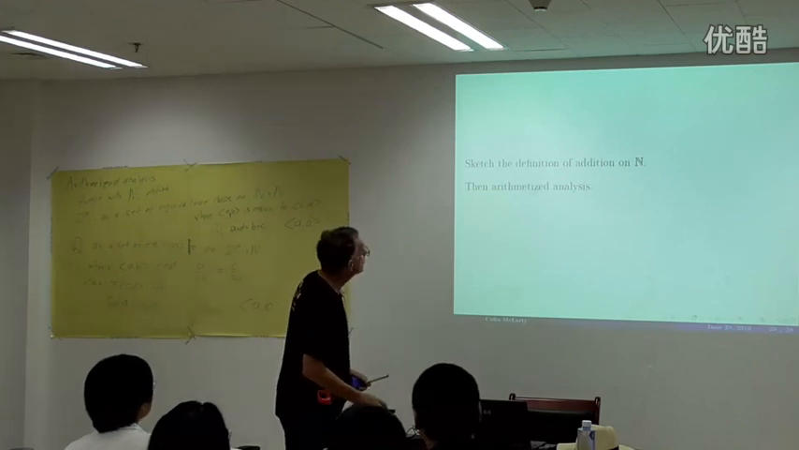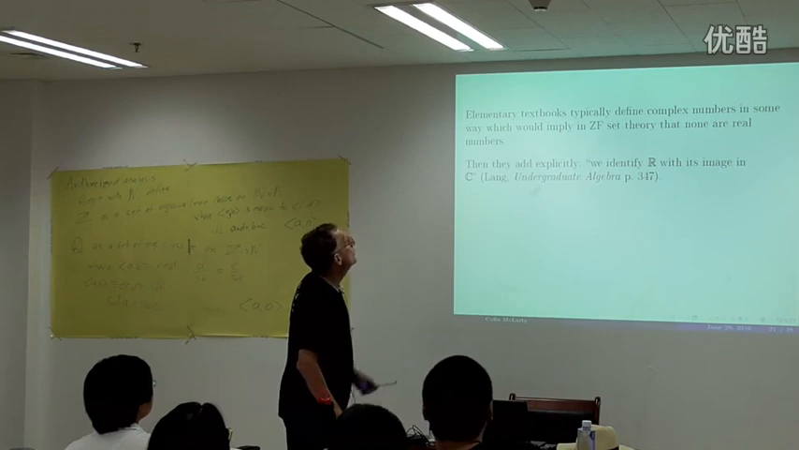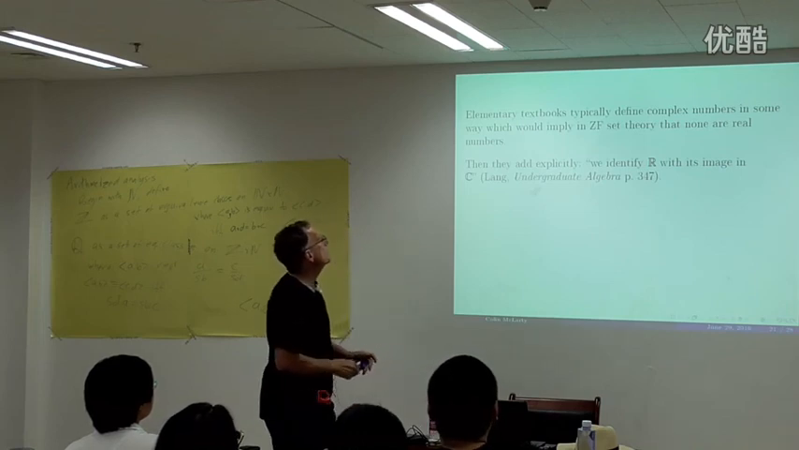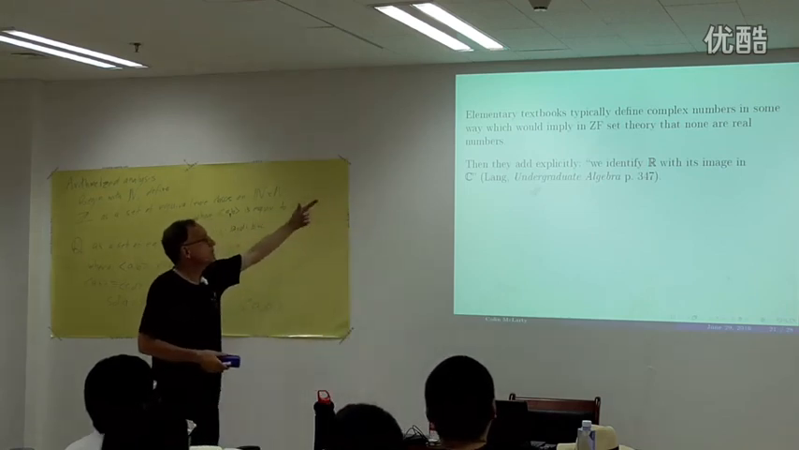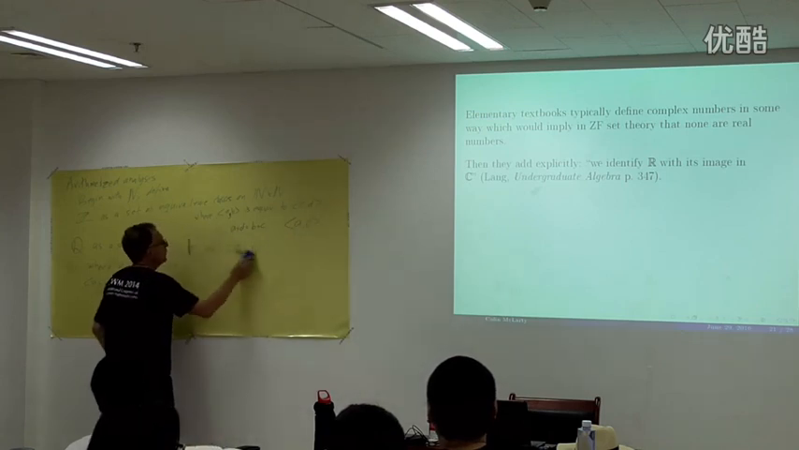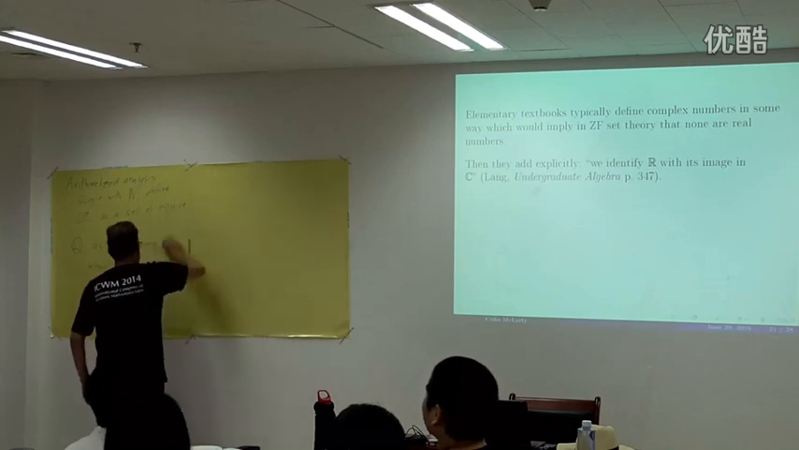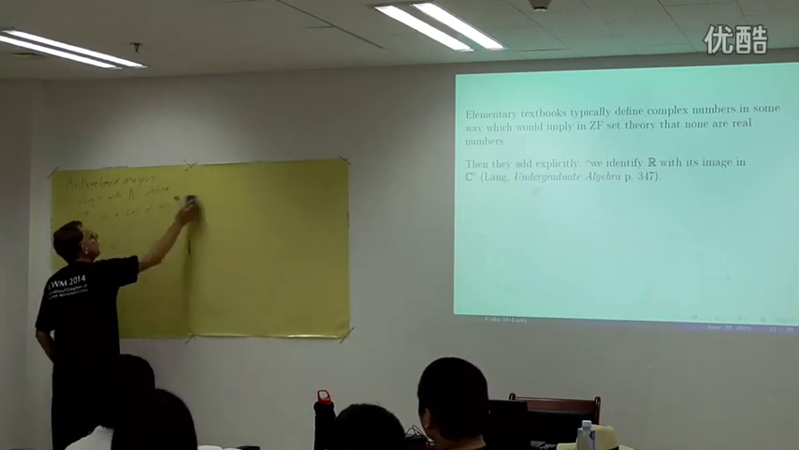Did I make it? I think I made a slide for this. Yes. And it's not just here. I made a slide talking about complex numbers. Elementary textbooks typically define complex numbers. We say a complex number is a pair. There are two main definitions of complex numbers in textbooks. I went and looked.